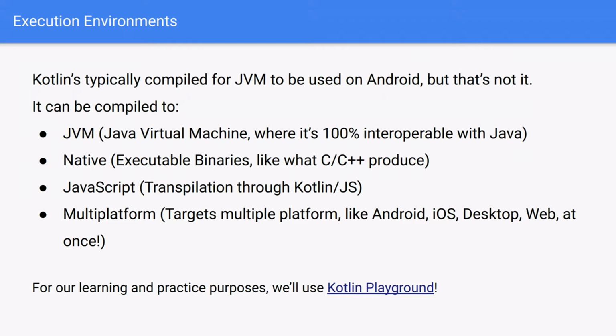It can also compile directly to native binaries like what C, C++, or Rust produce, so it can be run on iOS, macOS, or any desktop system like Linux or Windows as well. And it can also compile, or rather transpile, to JavaScript through the Kotlin JS extension. One interesting thing that is coming up with Kotlin is the multi-platform capabilities. That means we can maintain one Kotlin codebase for targeting multiple platforms, quite a bit like Flutter.